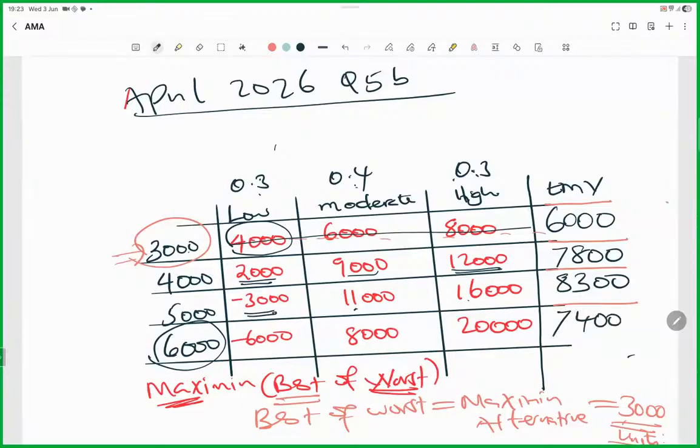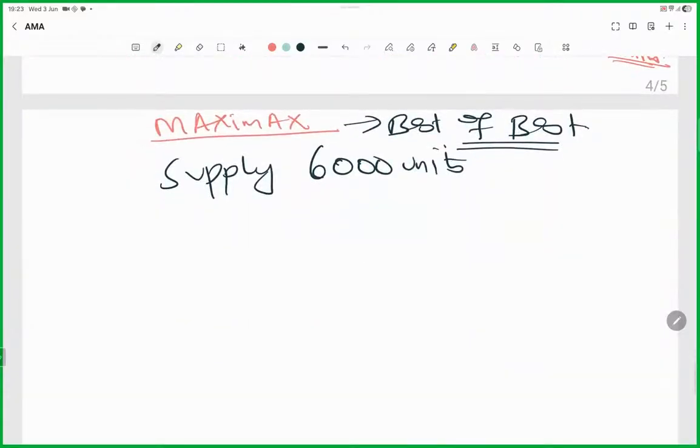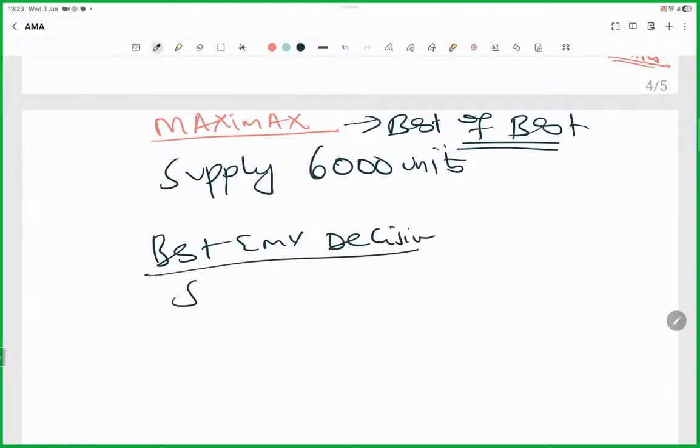So these expected monetary values, you always go for the best, highest. So which one is the highest here? 8,300, isn't it? 8,300 is the highest EMV, the best EMV. And therefore, using the best EMV decision, they should supply how many units? 5,000 units.